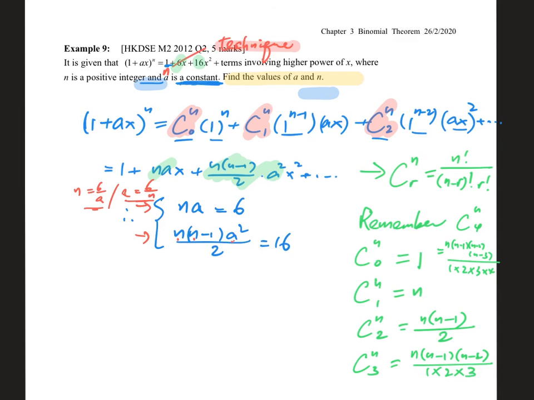So I will pick the second one in order to substitute for a squared. In M2, you can make it fast by not writing it out. I just rewrite it as n times n minus 1 times 6 over n squared, divided by 2, equals 16. And then at last, check whether you've got the result. n is 9. And so as a result, a will be 6 over 9, which is 2 over 3.